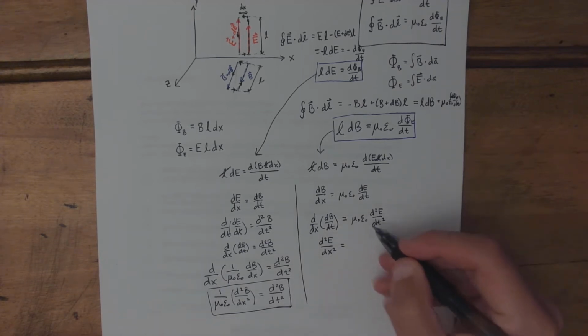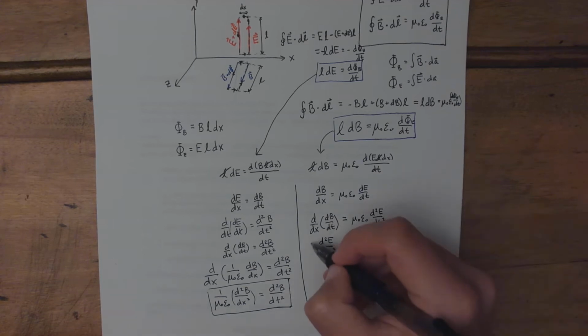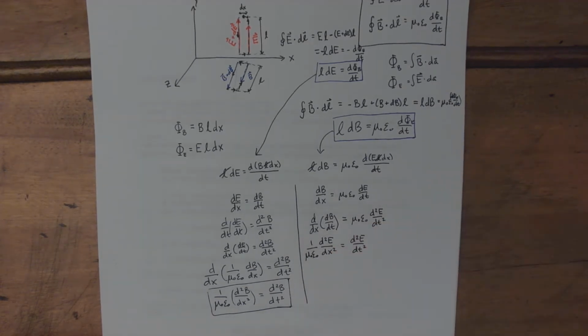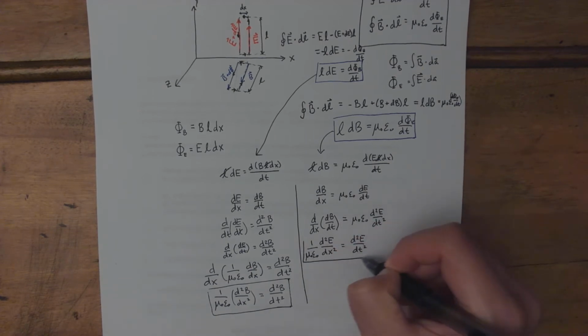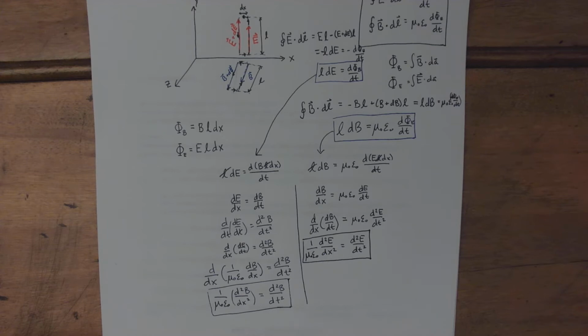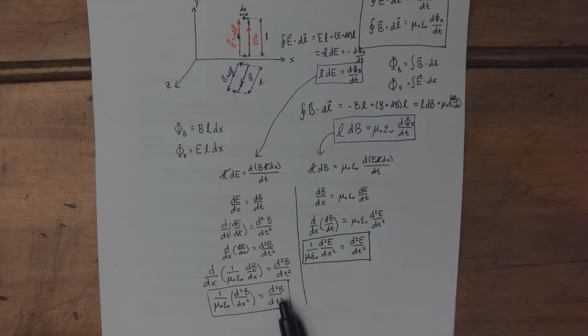So now I have the second derivative of the electric field with respect to x is equal to mu naught times epsilon naught times the second derivative of the electric field with respect to time, but I want to put the mu naught and the epsilon naught over on the other side. There we go. And so now I have an equation which just has the electric field in it and another equation which just has the magnetic field in it. And notice that the only difference between these two equations is that where you have a B in this equation, you have an E in that equation.